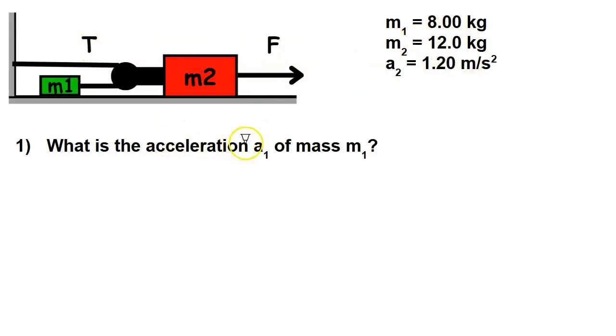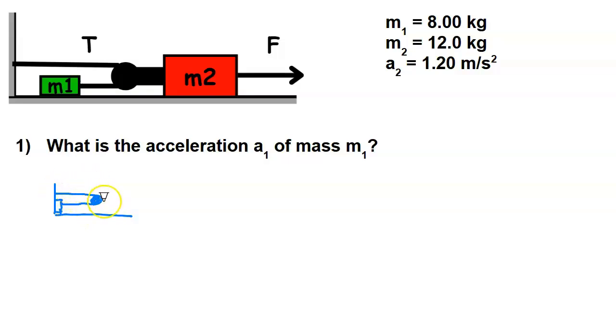What is the acceleration A1 of mass M1? So we have the acceleration of mass 2. A2 is the acceleration of mass 2, and we want to find what is the acceleration of mass 1. So I want to do kind of a thought experiment here. Imagine that we have this string connected to this pulley, and then at the end of the string, all the way back here, we have some mass that's over here.